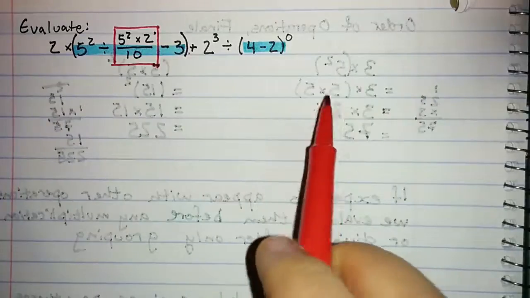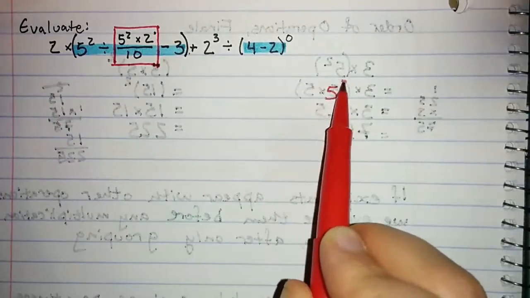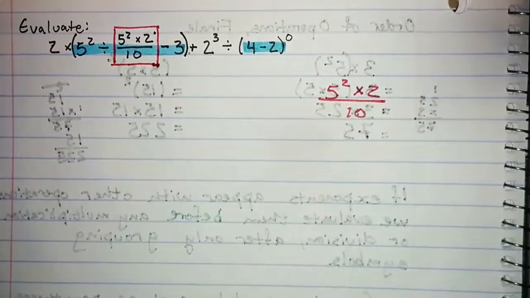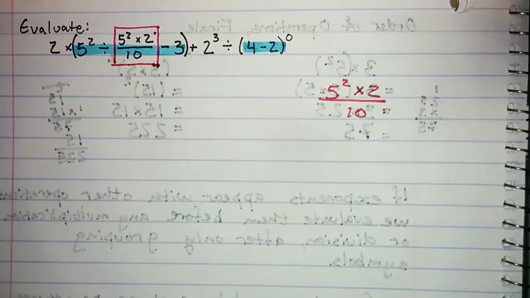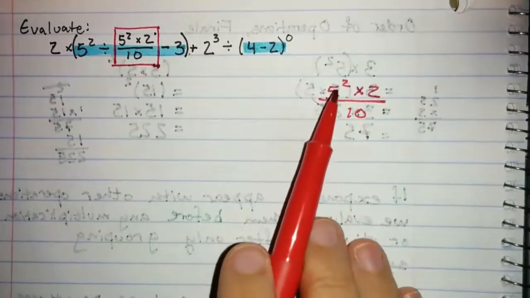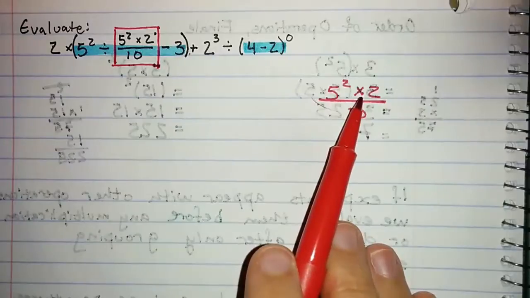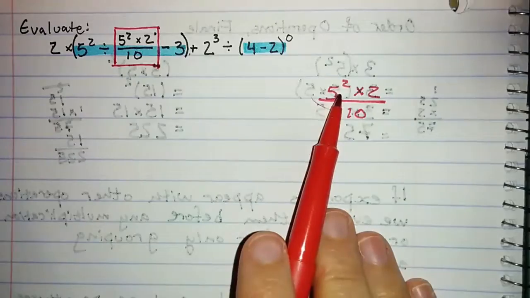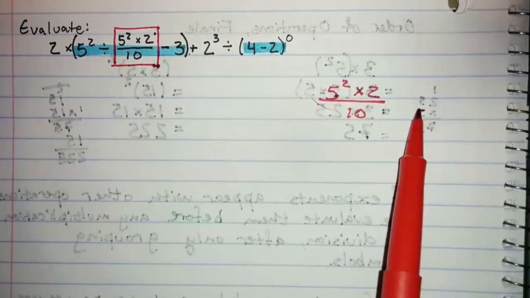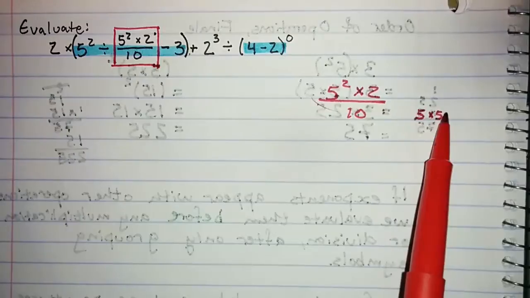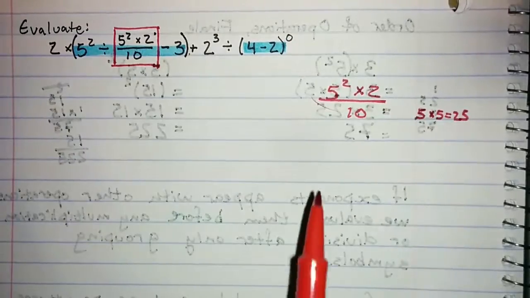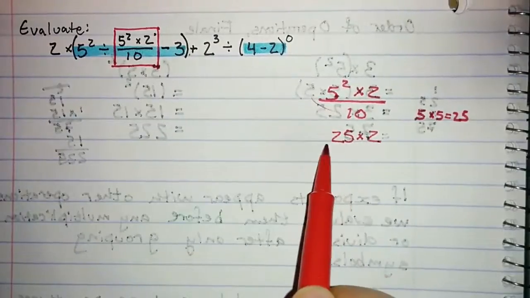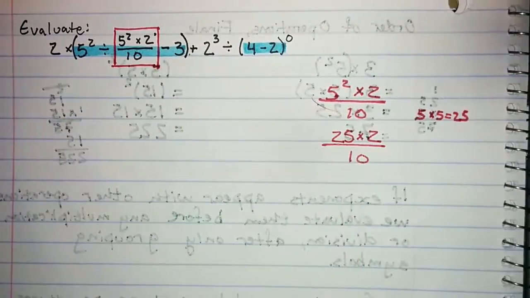We have off to the side 5 squared times 2 over 10. The divisor, there's nothing to evaluate, it's just 10. The dividend, I see an exponent and I see multiplication. Following the usual order, I know I should evaluate the exponent first. 5 times 5 is 25. So I'll have 25 times 2 over 10.